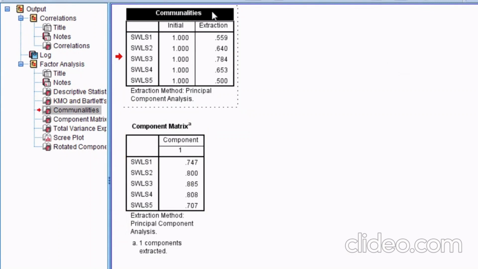Let's go ahead and take this component matrix and move it up here just below communalities. Okay, so let's go and take a look at that. And that will allow us to look at this side by side, which will be easier later. Okay, let's look at this communalities table.